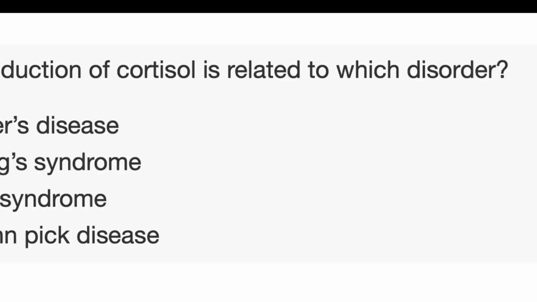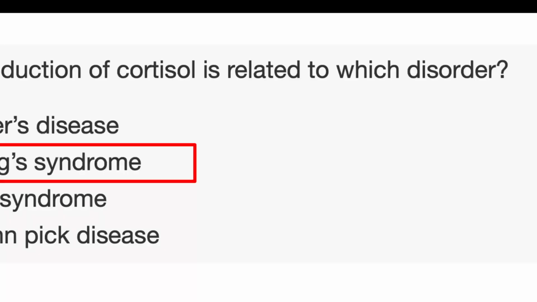Okay, it's time up for this question and time for me to reveal the correct answer to this question. Excess production of cortisol is related to which disorder? The correct answer to this question is option B, Cushing's syndrome. This is the disorder which is caused due to excess production of cortisol.